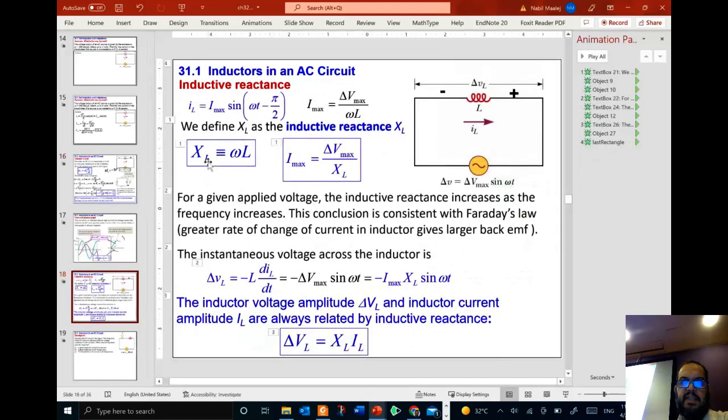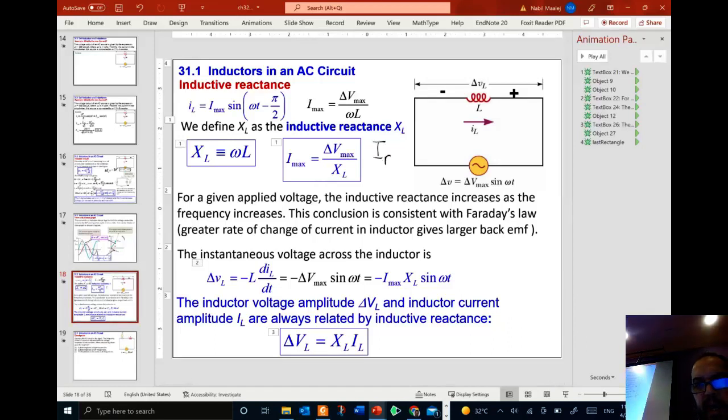So we defined, since X_L is omega L, we can write that I max, the maximum current, is equal to delta V max over X_L, and we can also write I RMS is equal to delta V RMS divided by X_L, or omega L. So you can say, in electrical engineering, omega L plays the role of R. You know, V equals R i. In this case, we can say that delta V max is X_L times I max.